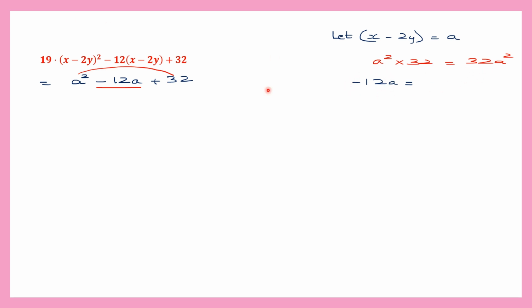So let's look at that. That means we need to look at the factors of 32. Now 1 into 32 is 32. 2 into 16 is also 32, isn't it? When you multiply, you're getting 32. But when you add 2 and 16, you will not get 12.